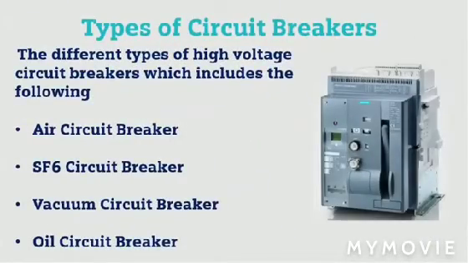These are the types of circuit breaker for high voltage application: air circuit breaker, SF6 circuit breaker, vacuum circuit breaker, and oil circuit breaker. In this video we will discuss more about the air circuit breaker, because right now almost all industries are using air circuit breakers, and the oil circuit breaker and other different circuit breakers have been replaced by the latest air circuit breaker.